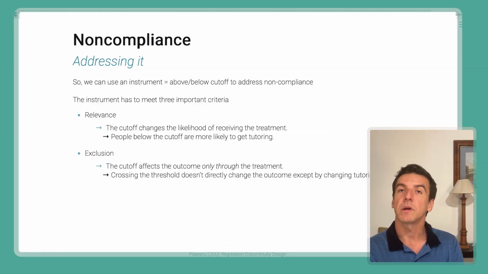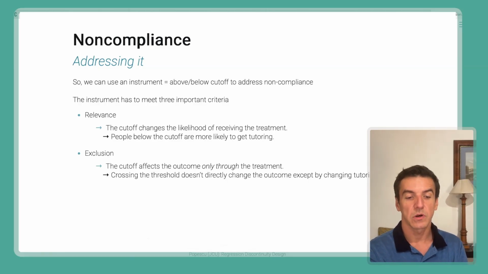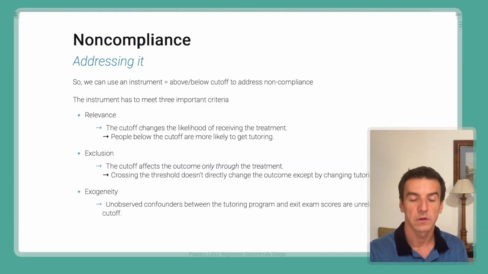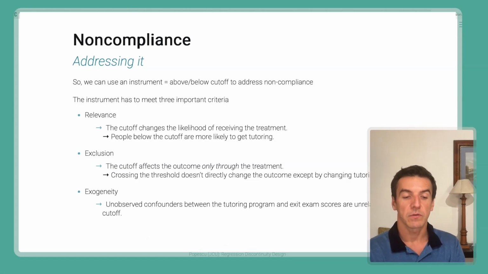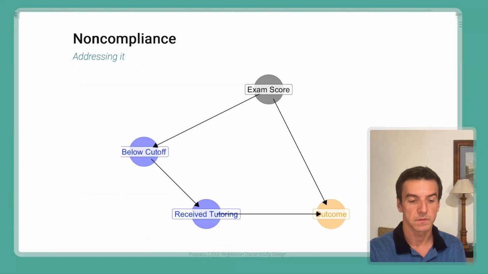The second important criterion is exclusion. The cutoff affects the outcome only through the treatment, right? So crossing the threshold doesn't directly change the outcome except by changing whether the student gets the tutoring program or not. And finally, the third important criterion is exogeneity. So what does this mean? This means that there are no unobserved confounders between the tutoring program and the exit exam that are unrelated to the cutoff that could be impacting students' performance.